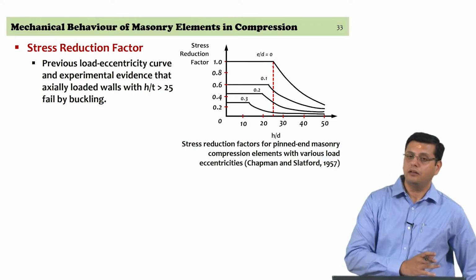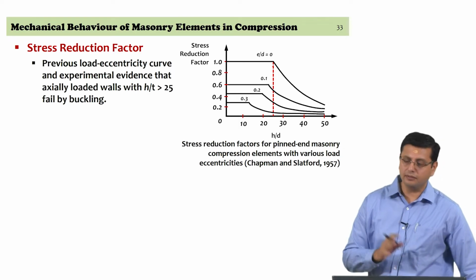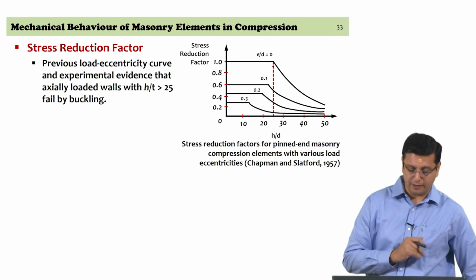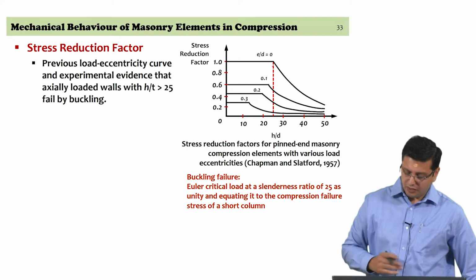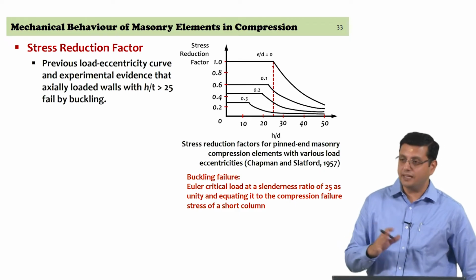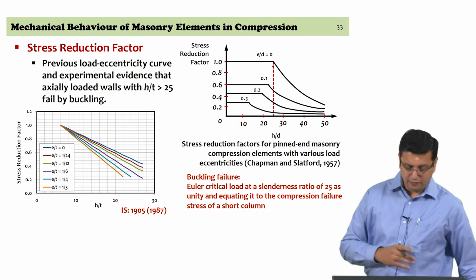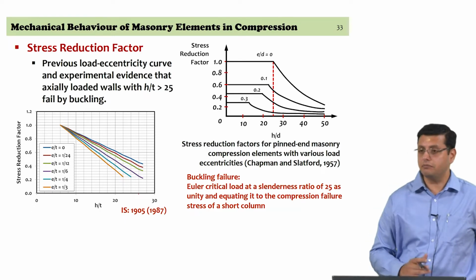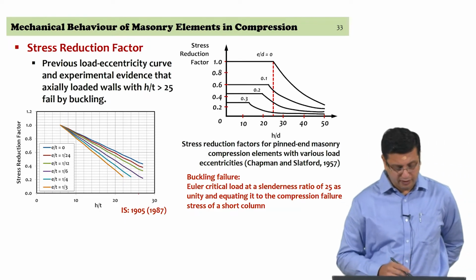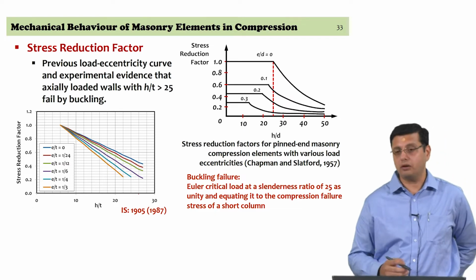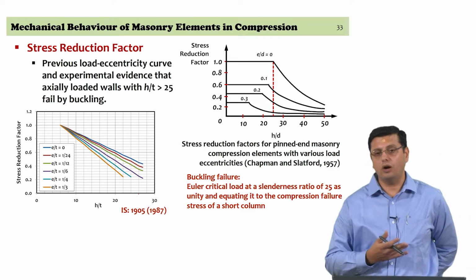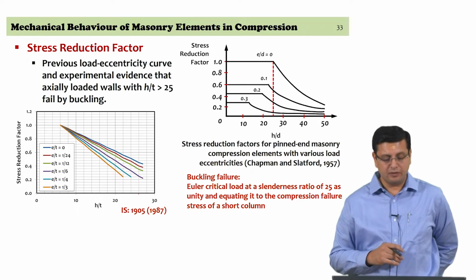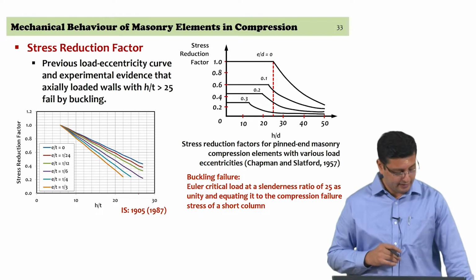comes from observations that beyond H by T of 25 is when failure due to buckling is expected to occur. So, this is what we had seen, and in the IS code we have the values that go up to H by T of about 27, and we do see some differences, but more or less this is how codes would represent the effect of second order geometrical aspects such as H by T and E by T.